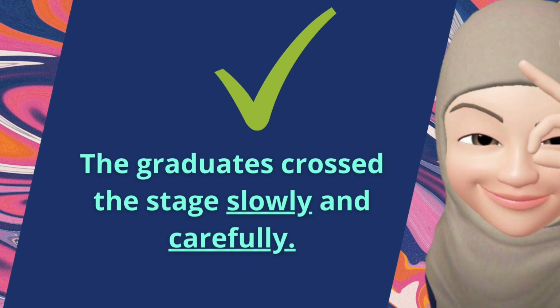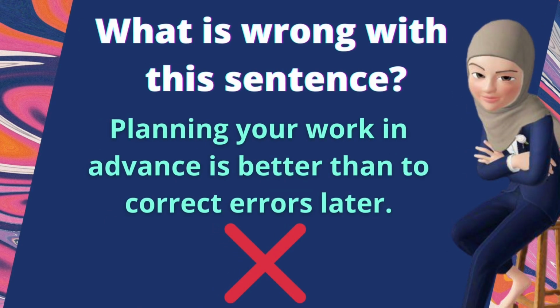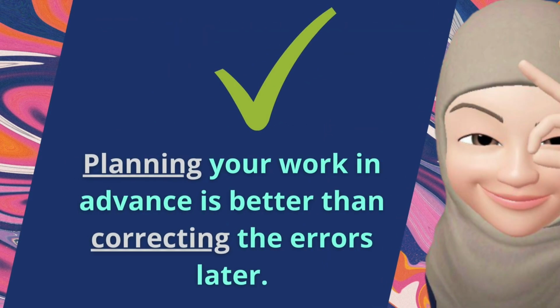Okay, let's move on to another example. Planning your work in advance is better than to correct errors later. Now, planning in advance and then to correct: planning and to correct, they are not parallel. Now, we should use the same form of words in the same sentence. So planning and correcting, they are in the same forms, which is gerund.